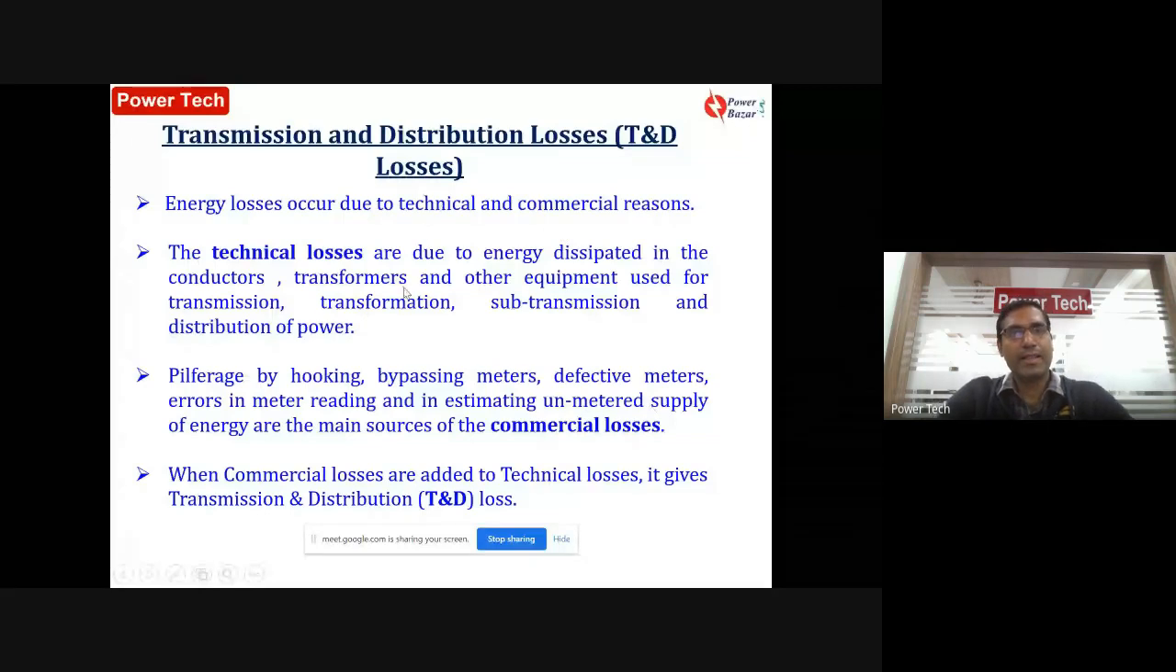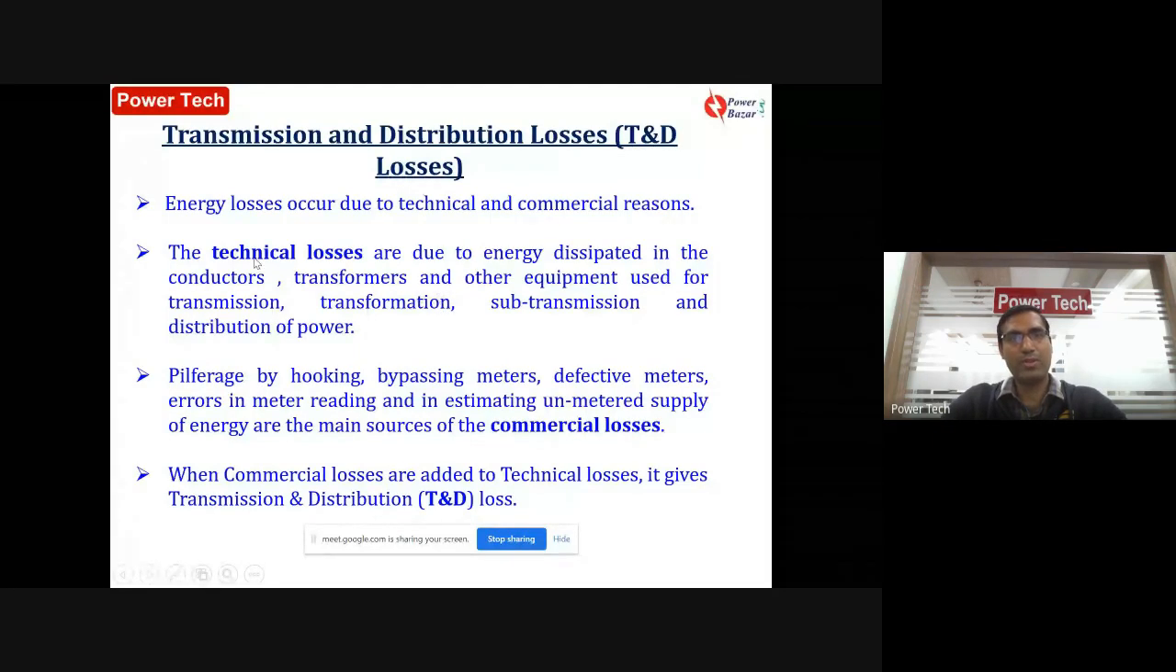So now, how to calculate the transmission and distribution losses? When energy is getting transmitted from one pole to another pole, there will definitely be loss in the conductor, and when it gets stepped up or stepped down, there will be losses in the transformer also. So all those losses need to be calculated.